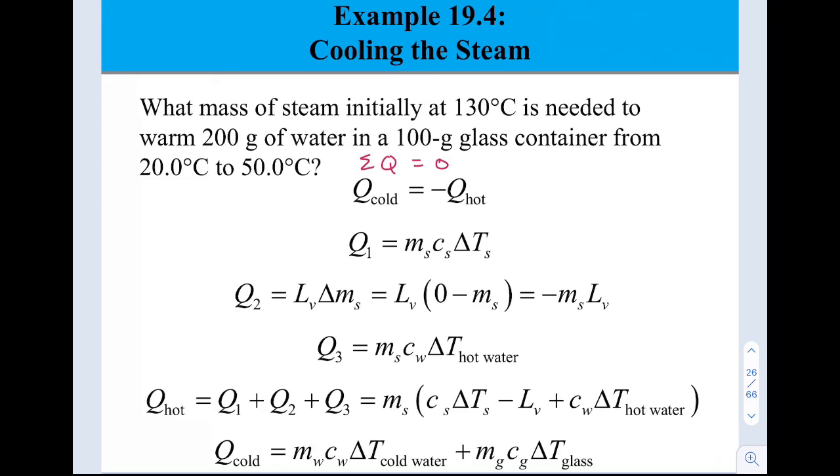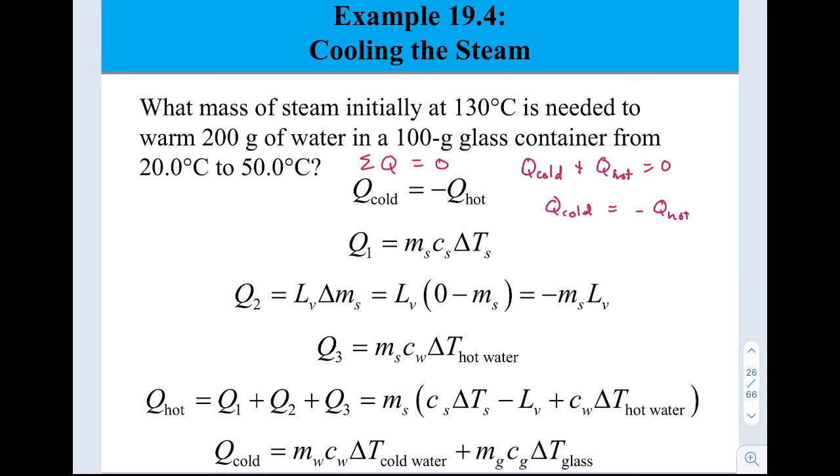Example 19.4, cooling the steam. What mass of steam initially at 130 degrees Celsius is needed to warm 200 gram of water in a 100 gram glass container from 20 to 50 degrees Celsius? In this case, we are going to use conservation of energy, or Q cold equals negative Q hot. It's the same thing, right? Because Q cold plus Q hot equals 0. Rearranging this, you will have Q cold equals negative Q hot.